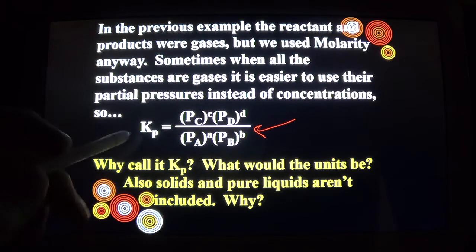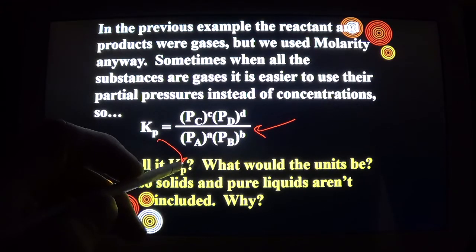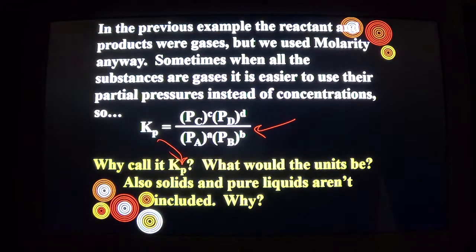Why call it Kp? Well, you've probably guessed by now that P stands for pressure, to remind us to put in pressures and not square brackets. Okay. Notice the form is the same, products over reactants. That will never change. Every equilibrium expression is the same. The difference between a Kc and a Kp and a Ksp and a K, etc., they're just special Ks. That's all. The format is always the same for all of them.